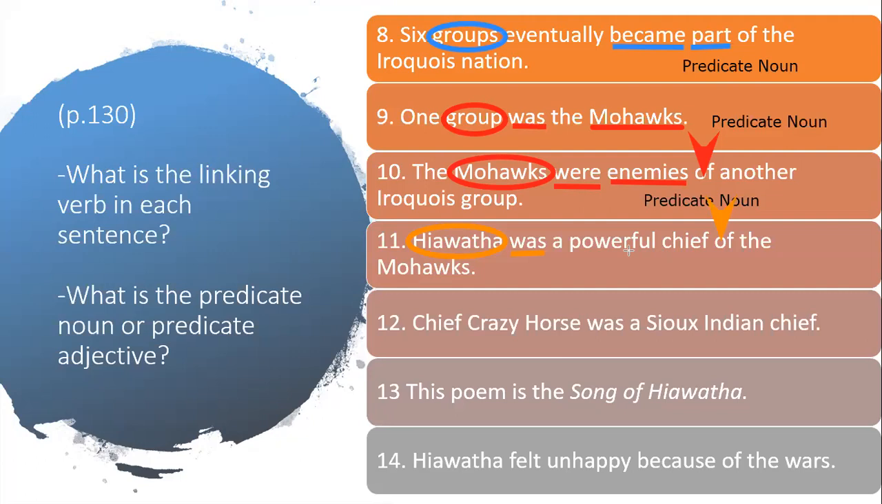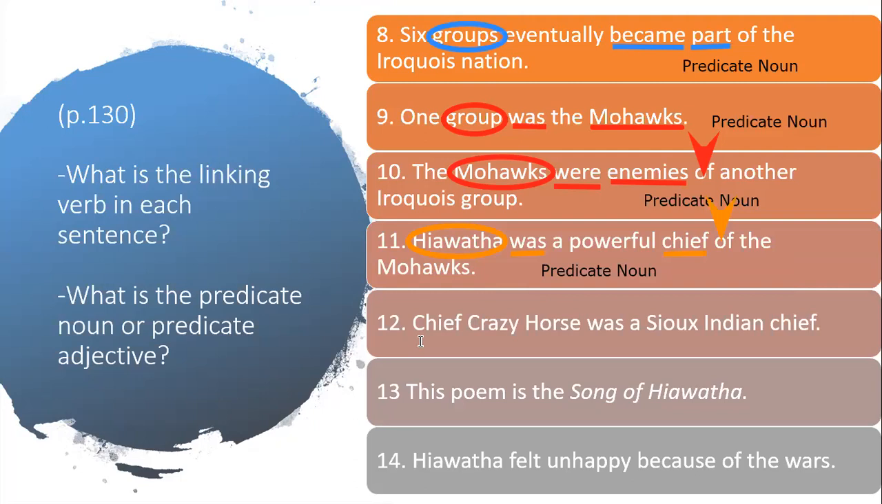Powerful, it's actually describing the chief, okay? It's not describing Hiawatha. Hiawatha was powerful. No, in this case, it is describing chief. So now let's look at the word chief. Hiawatha was what? Hiawatha equals chief. Well, that makes more sense. So the word chief is the word that is renaming Hiawatha. So if it renames it, we know that the word chief is what? A predicate noun. Yes.